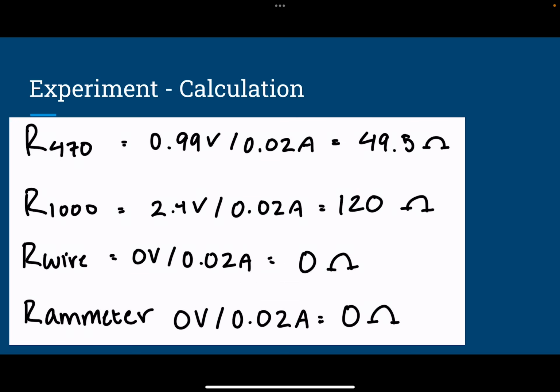So here's the actual experimental calculation for the 470 ohms, 1000 ohms, the wire, and the ammeter, just using the voltage divided by the current in order to get the resistance. So our final answers are 49.5, 120, 0, and 0 ohms.